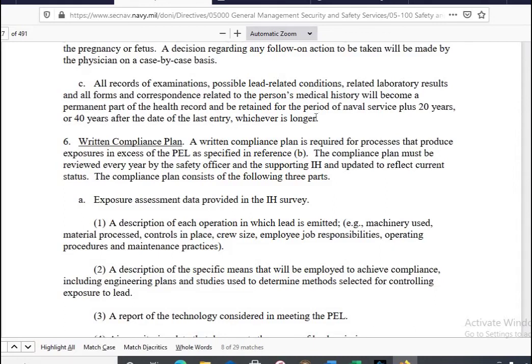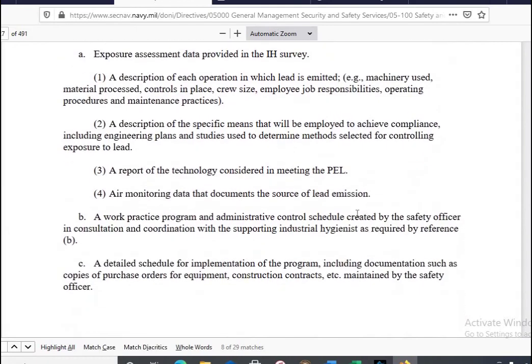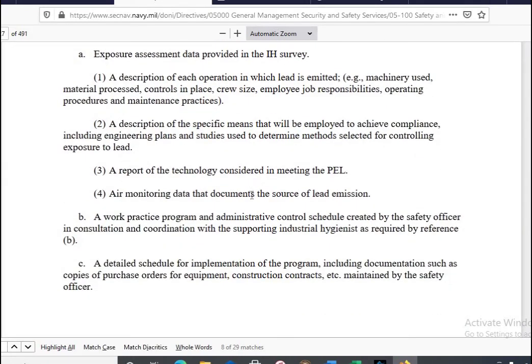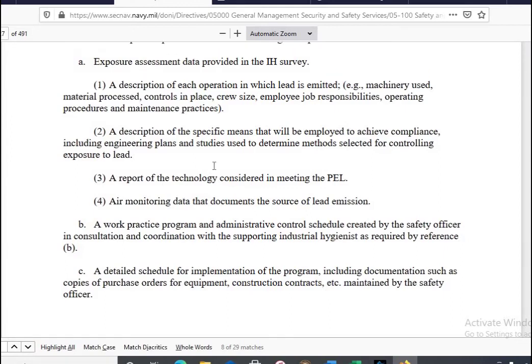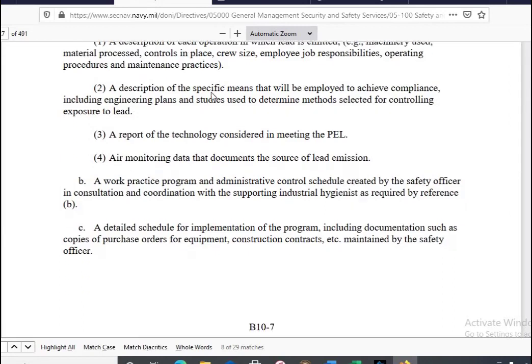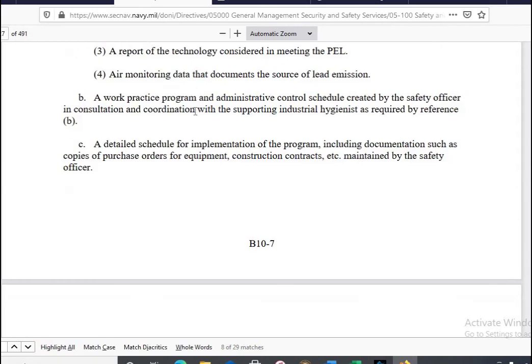So hold on to lead records for a long time. My guess is because you can get sued for lead exposure, so they cover themselves to be able to say, nope, they're within the action level. So exposure assessment data. Let's see, each operational lead exposure, it's kind of obvious stuff.